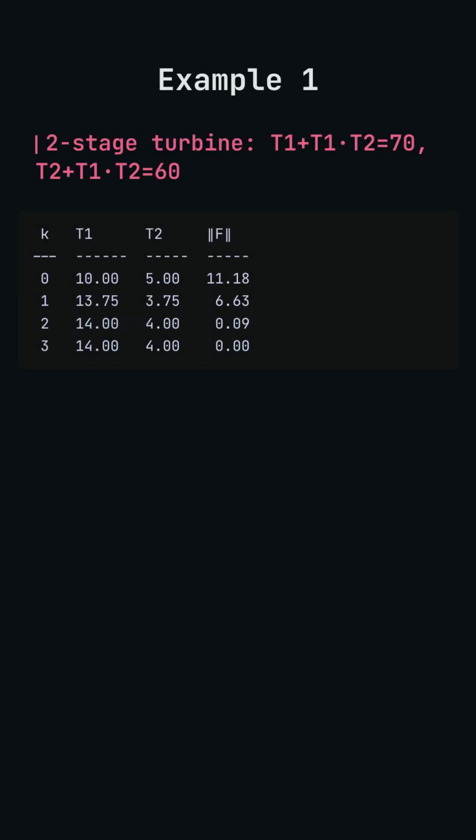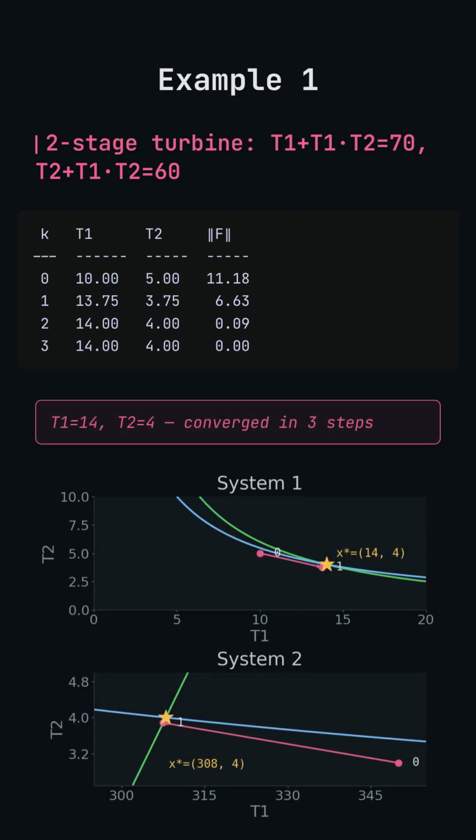A two-stage turbine couples outlet temperatures T1 and T2 through a shared heat load. Starting at the initial guess, T1 equals 10, T2 equals 5, the residual norm is 11.18. The Jacobian at that point has entries 6, 10, 5, 11 with determinant 16. Three Newton steps from the initial guess and the residual drops to 0. The exact solution is T1 equals 14 and T2 equals 4 Kelvin.